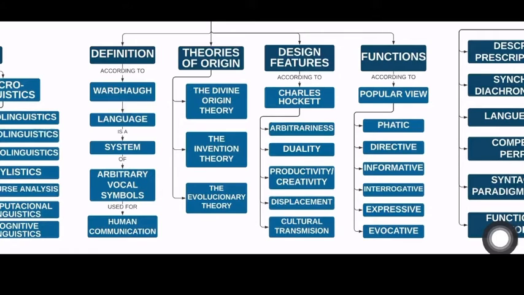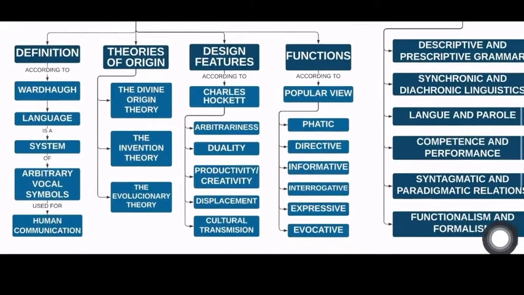established that language is a gift of God to mankind. 2. The invention theory established that imitative cries of nature, the grunts of men working together. 3. The evolutionary theory is the result of physical and psychological development.